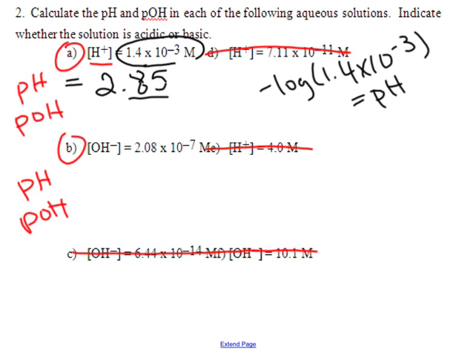Okay, let's talk about finding this pOH. There's a couple ways we can do it. What's the easy way? Subtract from 14.00, and what do we get? 11.15? 11.15. That's the easy way.